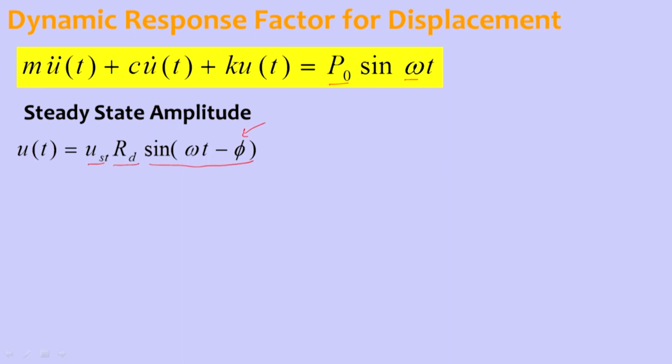This phi is a phase angle. Phase angle refers to the way the force is applied and the way displacement takes place. Are they in phase or out of phase? In phase means when we apply force, displacement will also be in the same direction. Out of phase means when we apply force, displacement will be in the opposite direction. These conditions we will also try to understand.